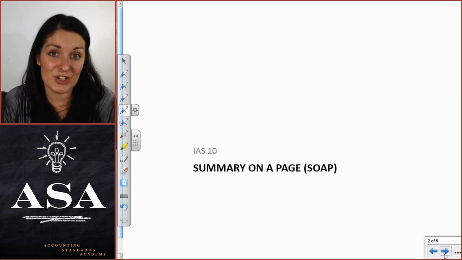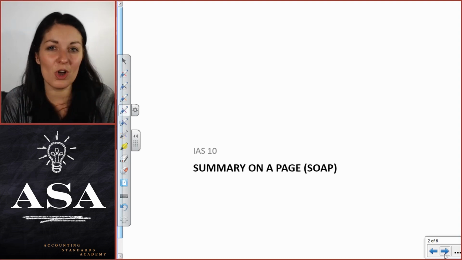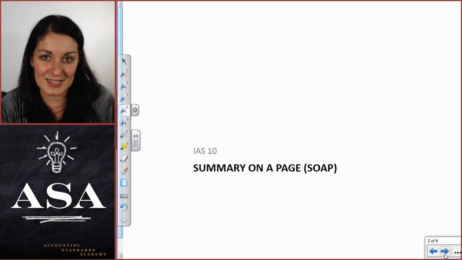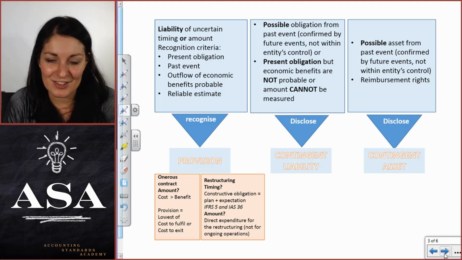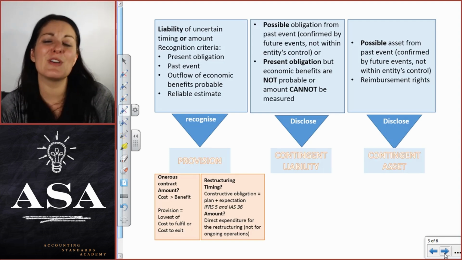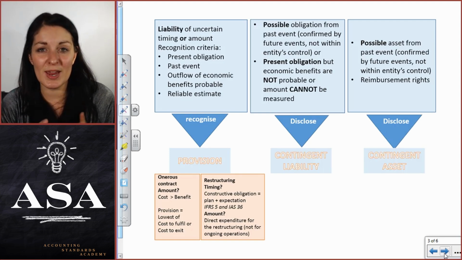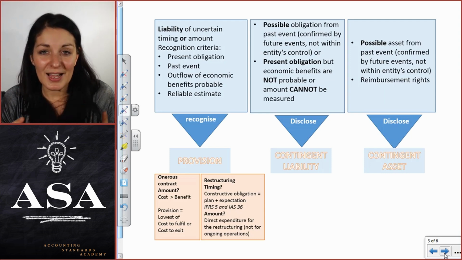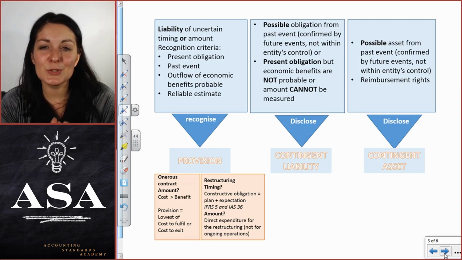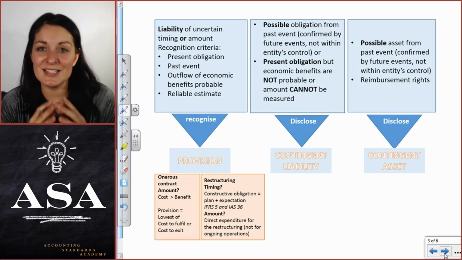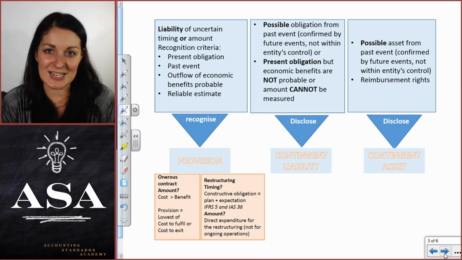Okay, a summary of IAS 37, highlighting the important concepts of this standard. It's a nice overview of what you need to know about IAS 37. We're going to start off with provisions, and this will introduce this topic very nicely because it deals with something very familiar, and that is the definition of a liability.